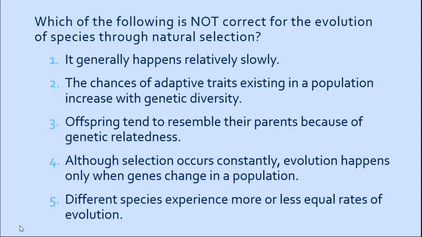Now, different species experience more or less equal rates of evolution. That is absolutely not true, because a huge part of it is going to be the time that it takes for each generation, right? So if you are a bacteria, well, that's not helpful. If you are something that has a very short lifespan, like a mouse, that's going to mean that there are going to be more changes over time than if you're something that's slower, like an elephant, yeah?